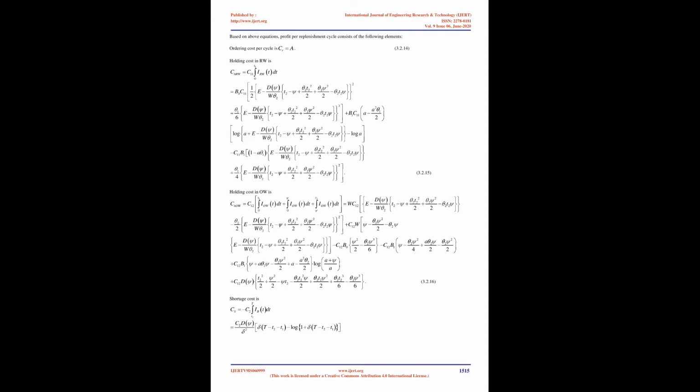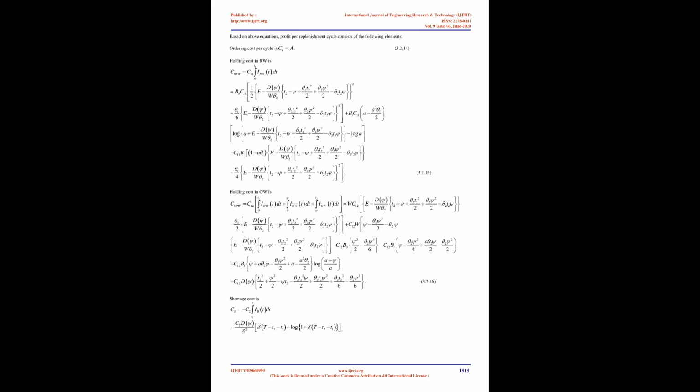15. t1 is the time at which the inventory level reaches 0 in RW. 16. t2 is the length of the period during which the inventory level depletes in OW due to both demand and deterioration. 17. The level of positive inventory in RW at time t. 18. The level of positive inventory in OW at time t. 19. The level of negative inventory at time t. 20. The known time at which demand becomes constant. 3. Formulation and solution of the model.